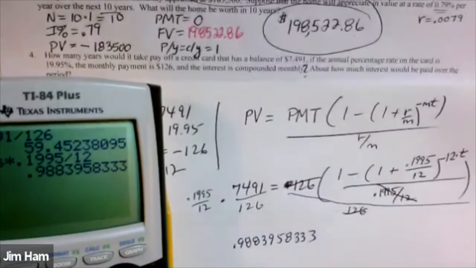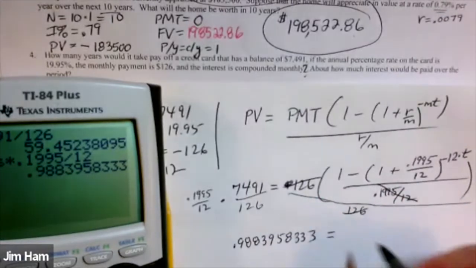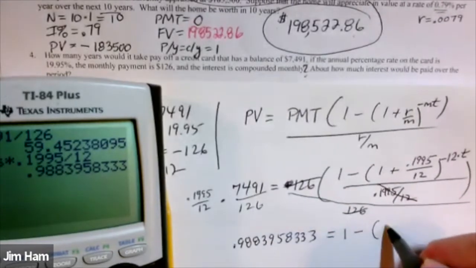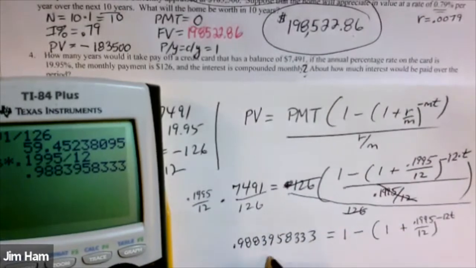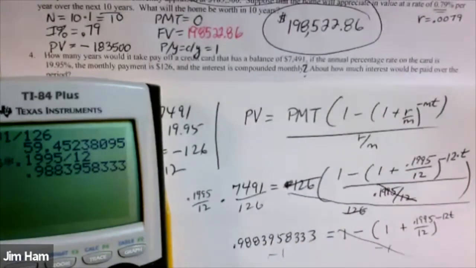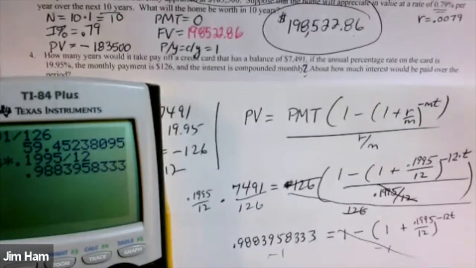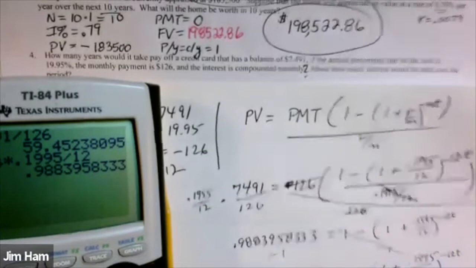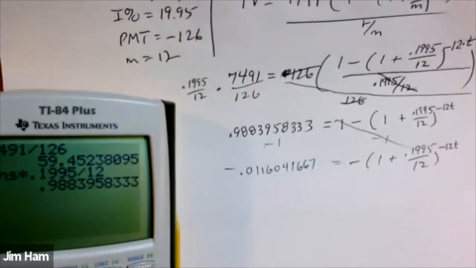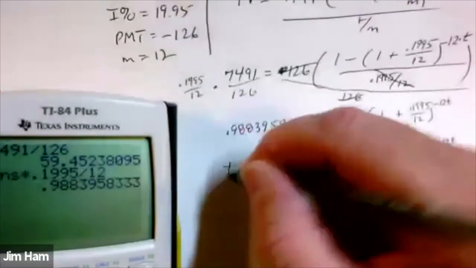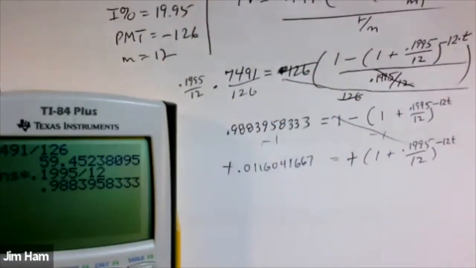0.98839583333. Okay, equals. All right, now I have all of this. 1 minus this guy. I'm going to subtract 1 from both sides. Get rid of that 1. And then this number would be a negative, right? Negative 0.01160416667. And then over here, I got a negative 1.1995 over 12 to the negative 12t. I can multiply both sides by negative 1, and that would just make that, I'm not going to write another step for that. So both of those positive.